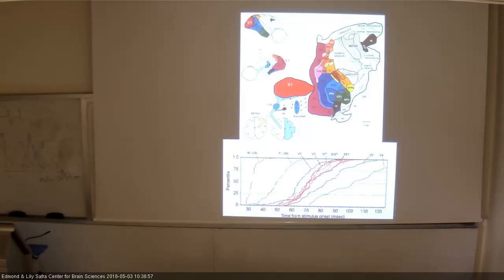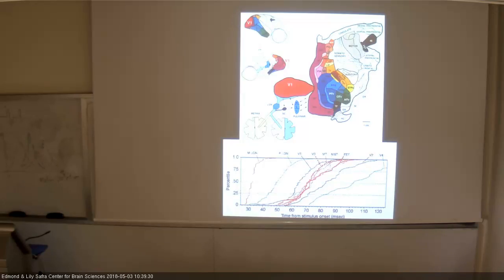A few things to notice. First of all, related to what I talked about before, the activity in the motion pathway starts well before the activity in the ventral stream. So V2, V4, that's along the ventral stream, starts at about 100 milliseconds in V4, or 80 or 90 milliseconds in V2, but it starts much earlier in the motion pathway. Probably because the activity in the magno LGN starts earlier, and that feeds into these areas.